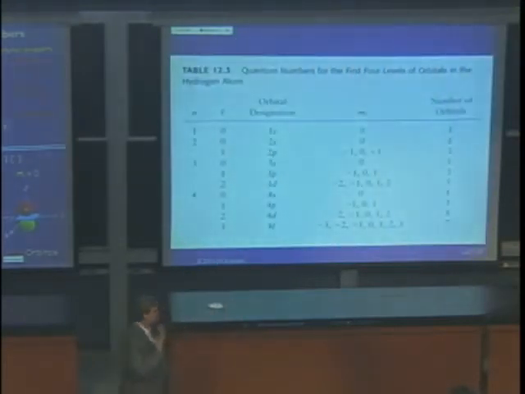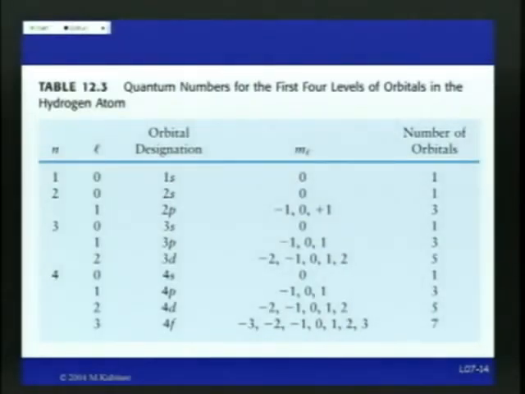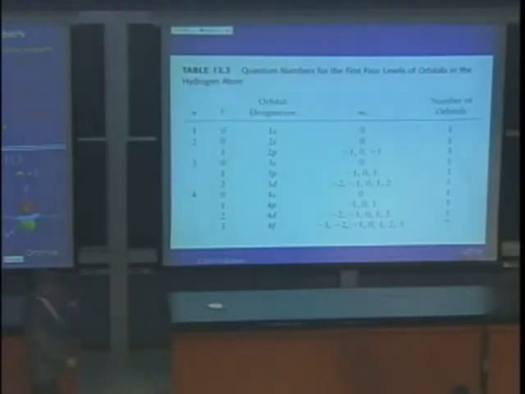So let's go through it in summary. We have n equals 1. That means L equals 0, s. So n is the first quantum number, and that's the 1s orbital. And m sub L is 0 because it's spherical. It's oriented to everything in space, so it doesn't have an orientation. X, Y, and Z are the same orientation. It's a sphere in space.